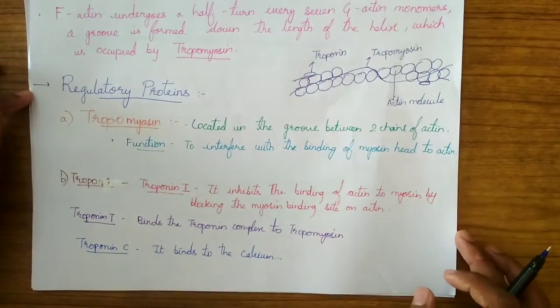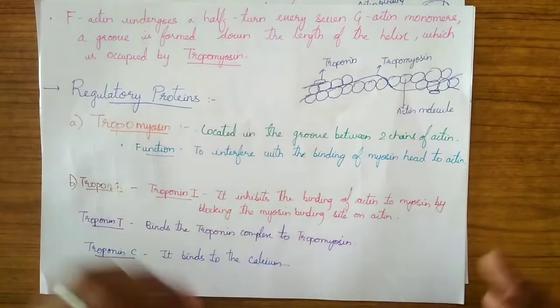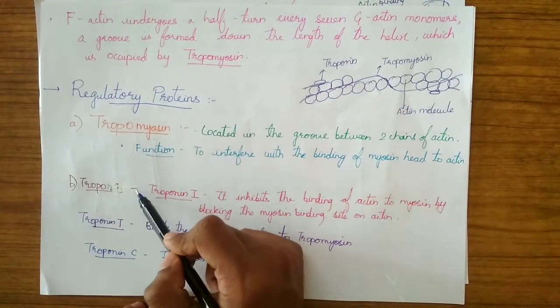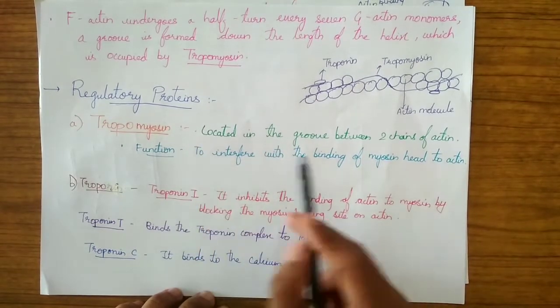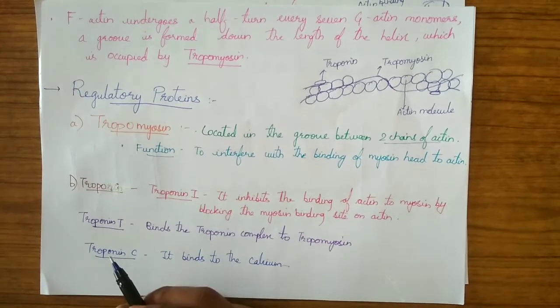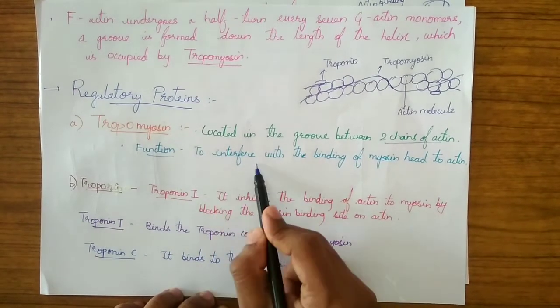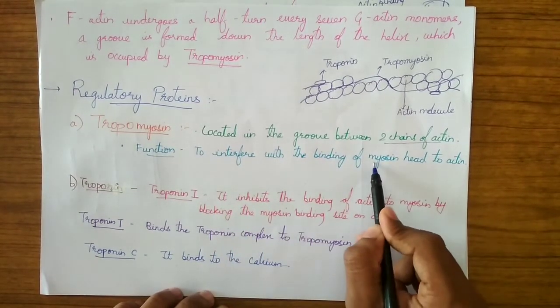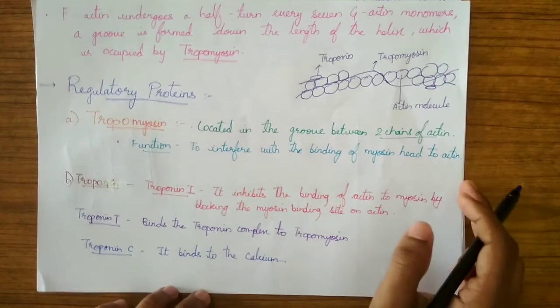So let's talk about the regulatory proteins now. The regulatory proteins are tropomyosin and troponin. The tropomyosin is located in the groove between the two chains of actin, as I discussed now. What is its function? Its function is to interfere with the binding of the myosin head to the actin molecule.